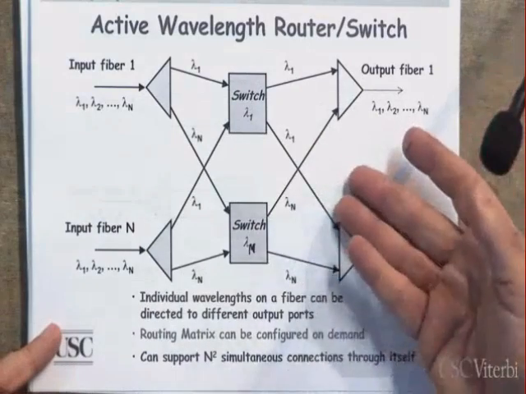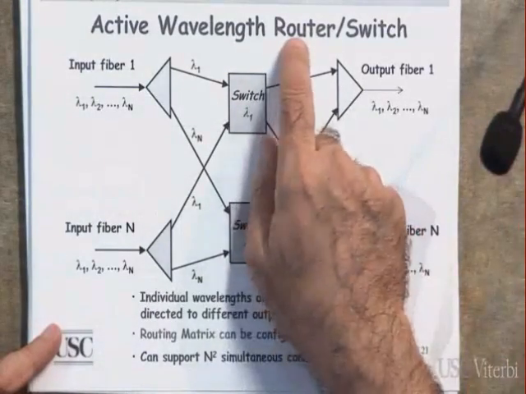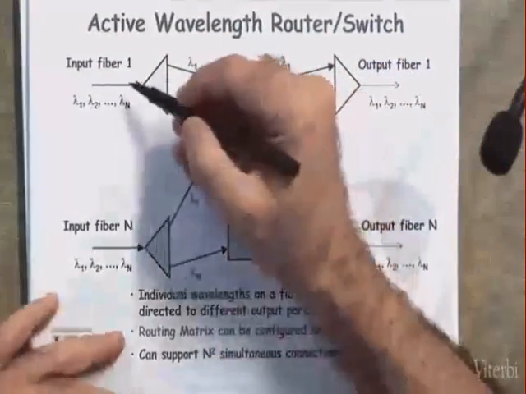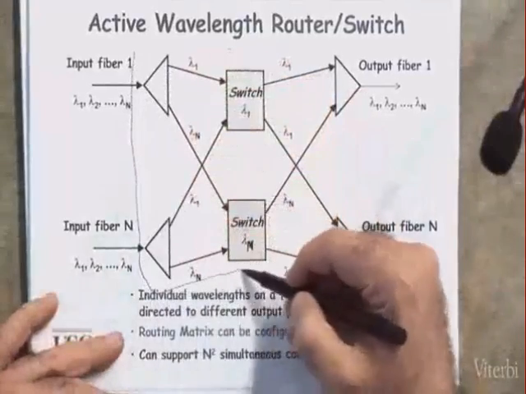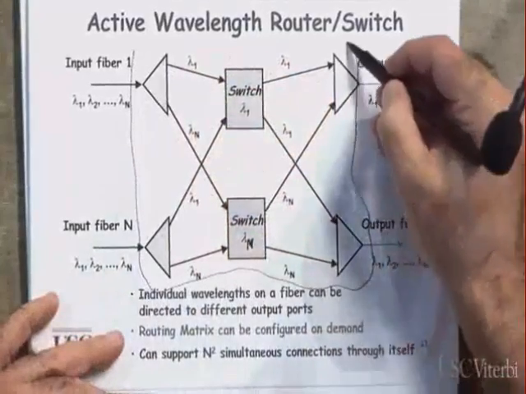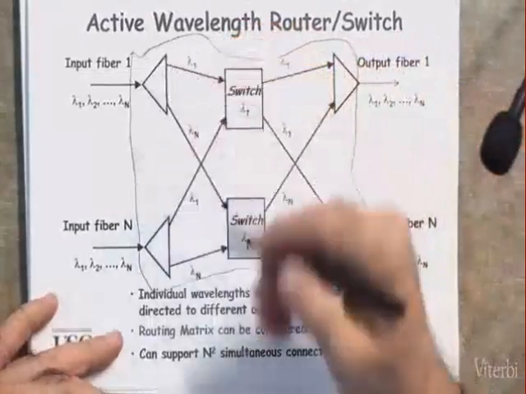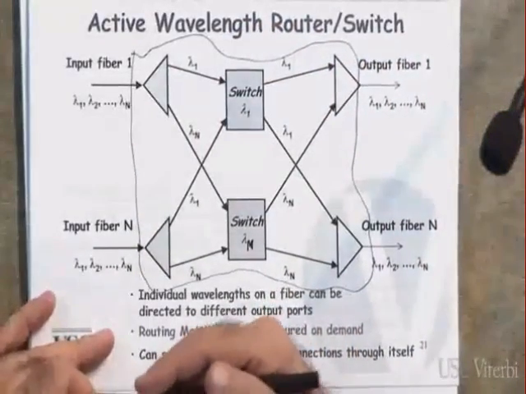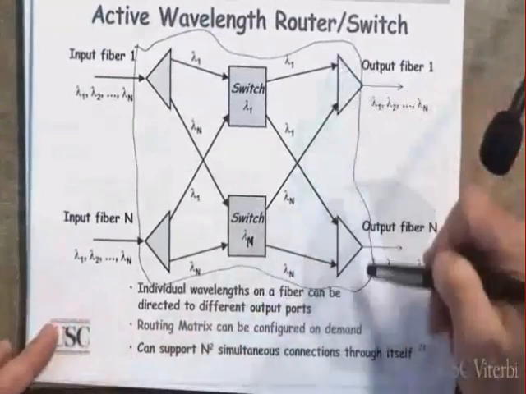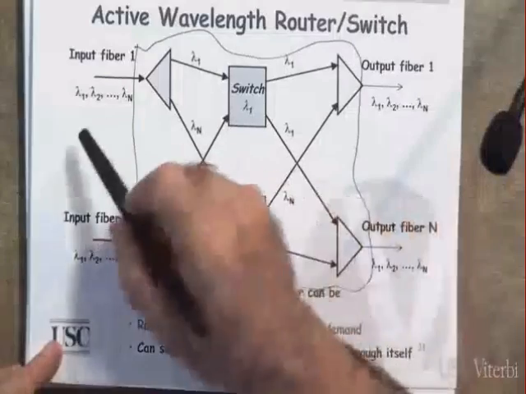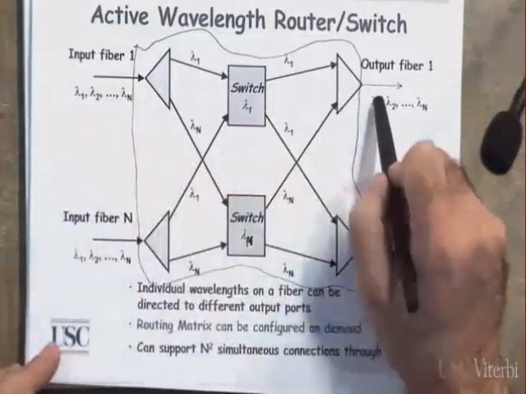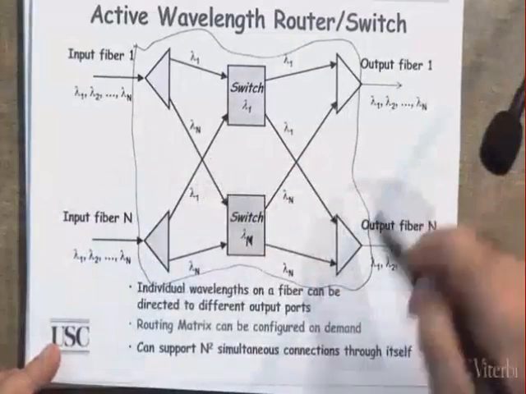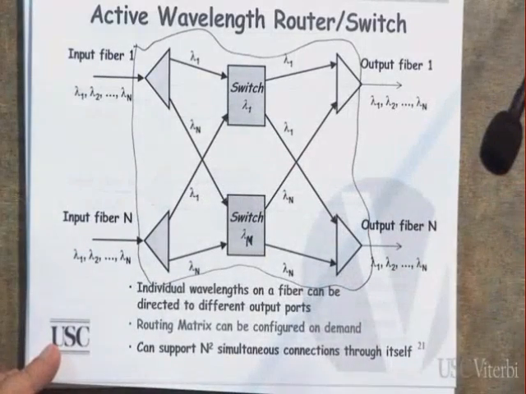Where is the router, by the way? When I call it a router, where is the router? The router is the whole thing. This is the router. An optical router. Clear? How many inputs does it have? It has n inputs. How many outputs does it have? N outputs. This wavelength here, lambda 1, could it go here? Could it go here? And does it adapt itself? You follow me or not?